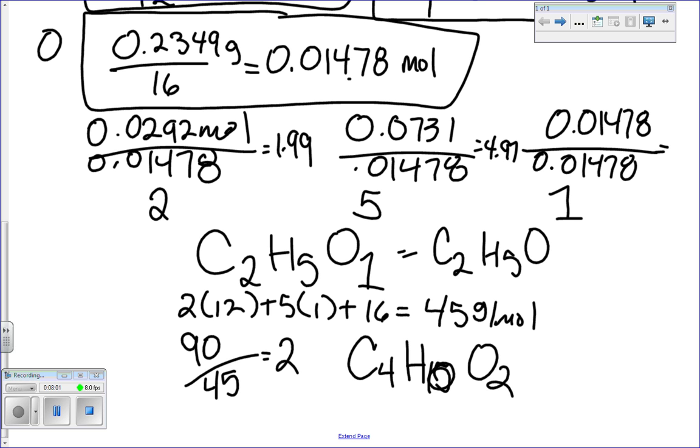So these are the steps to go through combustion and determine the empirical formula of a hydrocarbon. You may want to watch this several times and try some more practice problems.